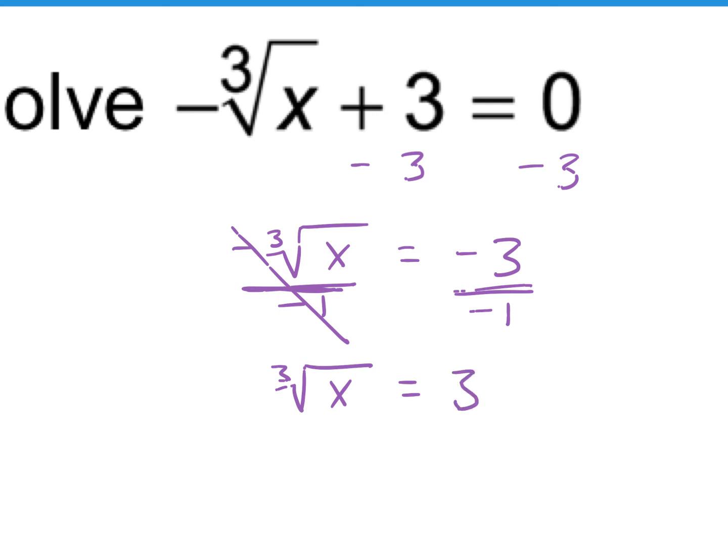Now the cubed root of x, how do we get rid of that cubed root? What's our index? Awesome. Put it to the third power. What we do on one side, we've got to do to the other. So what happens on the left? They cancel. So x is equal to 3 to the third power. 27. Perfect. 3 to the third power is 3 times 3 times 3, which is 27.